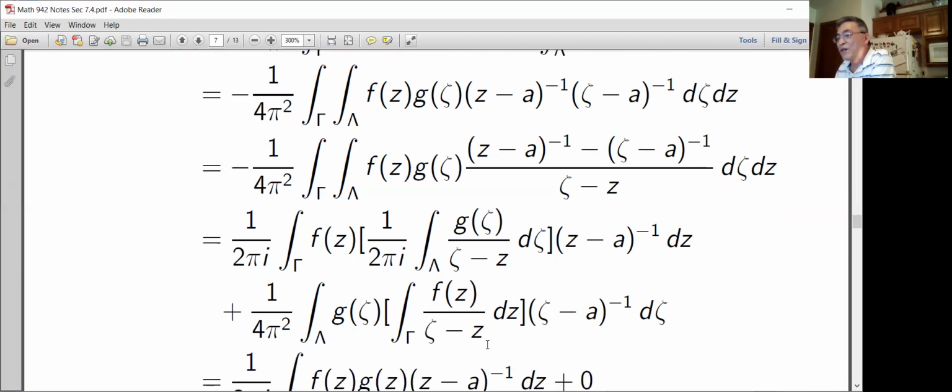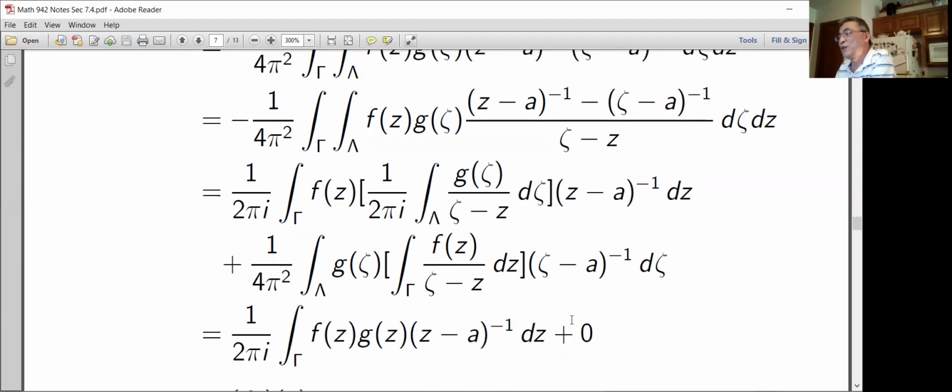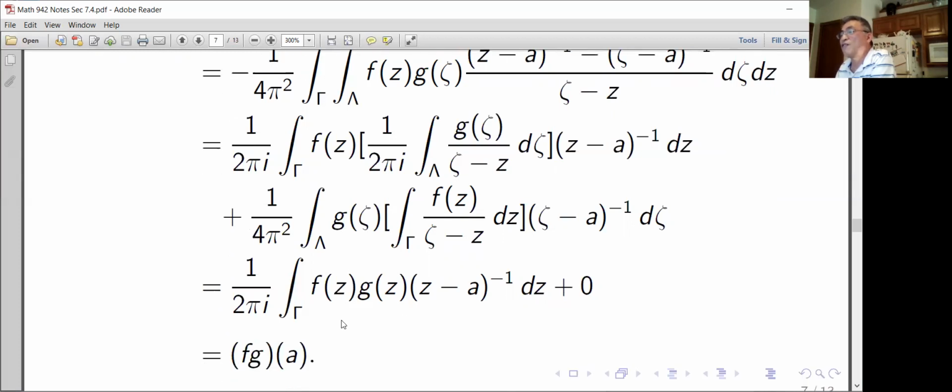So therefore, these two terms are equal to this. The second term, you get 0. The first term, because the inside integral equals g of z, we get that. And by the definition, this is just the f g product evaluated at a.